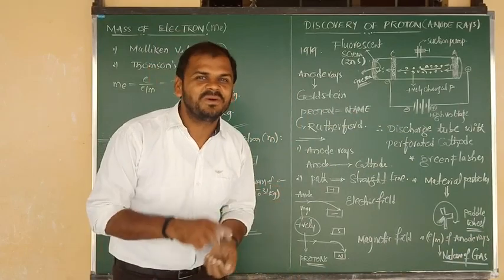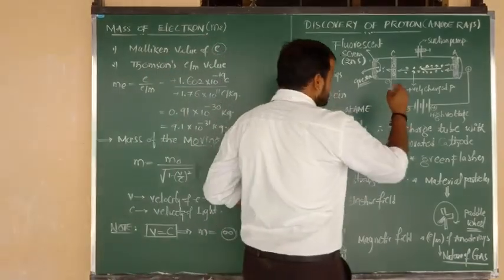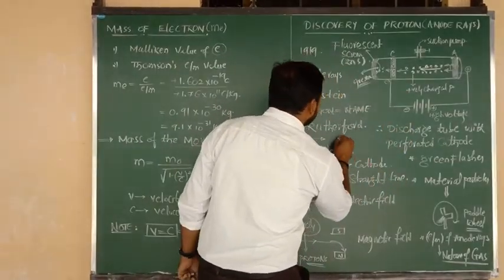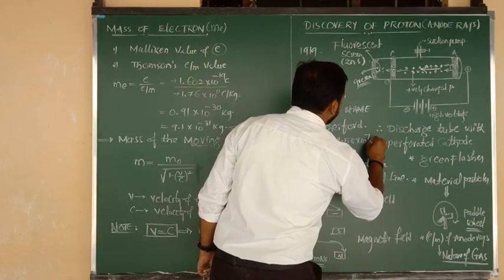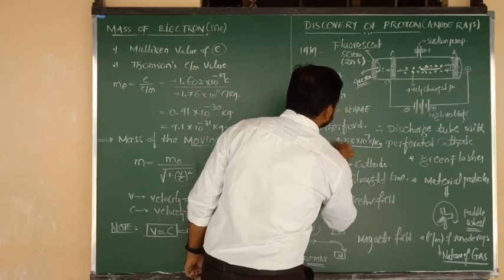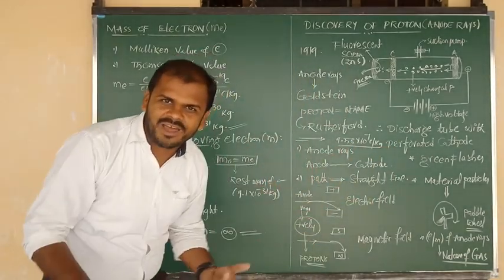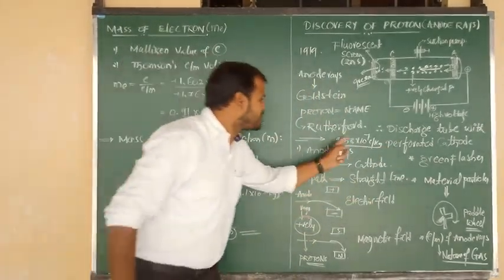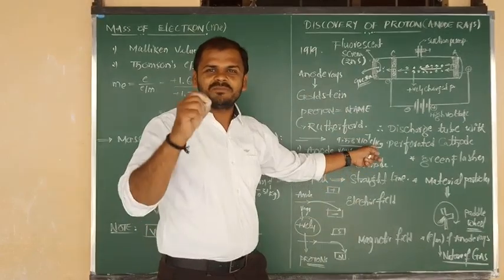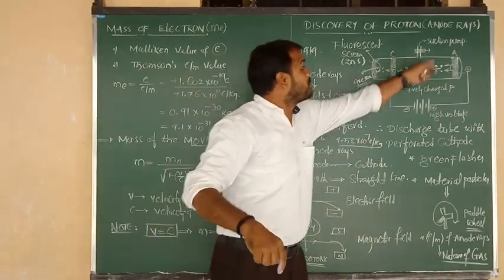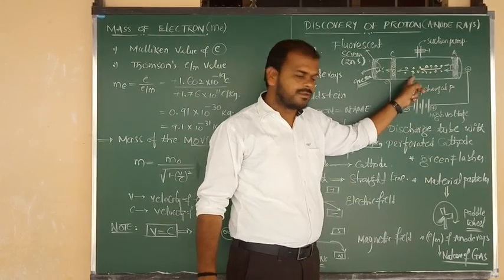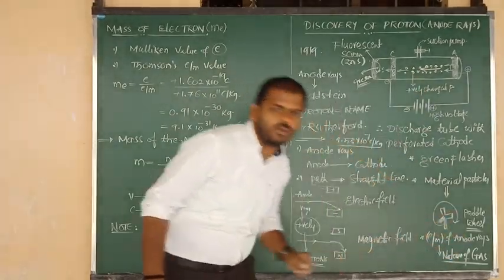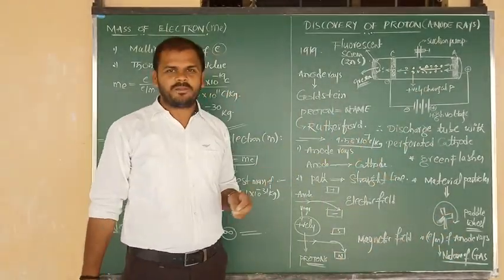Sir, how much value? You know the value. Yes, 9.58 into 10 to the power of 7 coulombs per kg. We have calculated that value. It is the e by m value of the proton. Proton is nothing but H plus. Due to the presence of hydrogen gas only in this glass tube experiment, we will get the maximum e by m value. That is the answer you know very well.